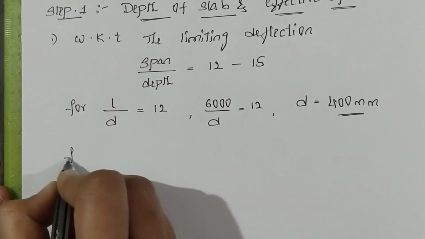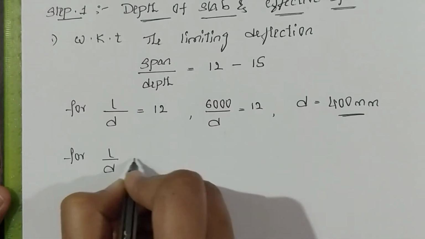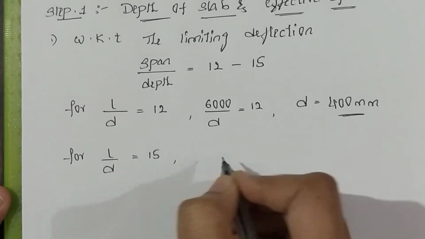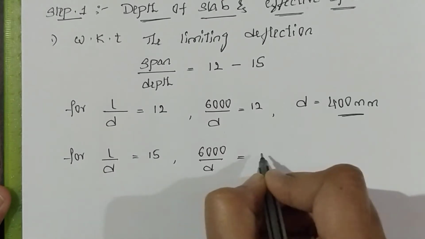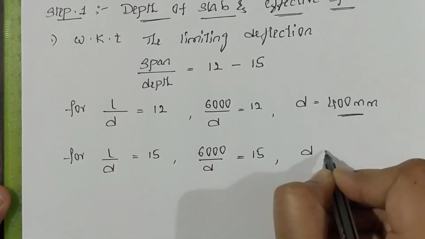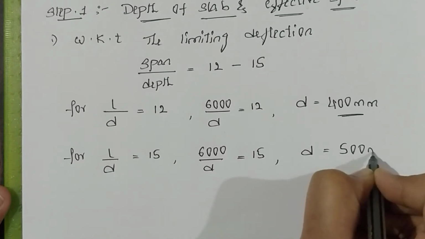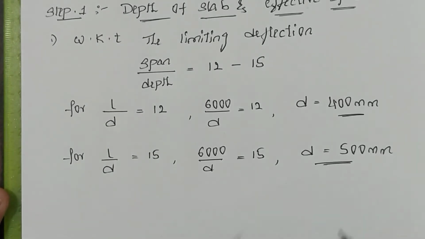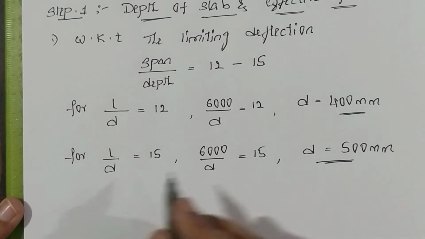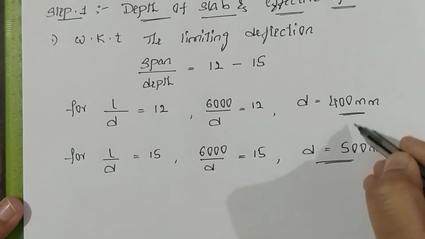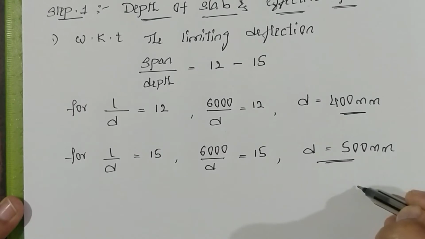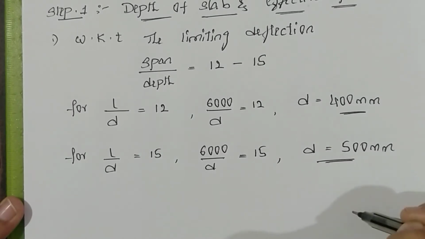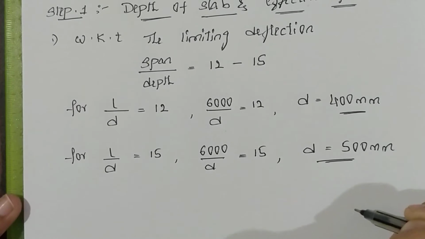Similarly for L by D ratio equals 15, substitute L, it is 6000 divided by D equals 15, then D you will get as 400 mm. See, the calculated depth should be in the range, it should not be less than 400 mm and it should not be greater than 500 mm. What you are going to adopt is the effective depth.